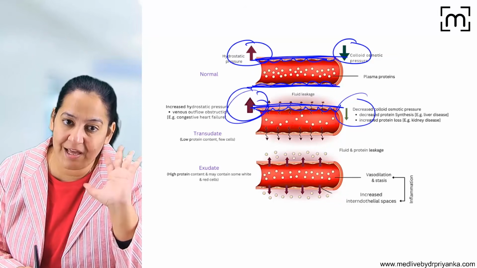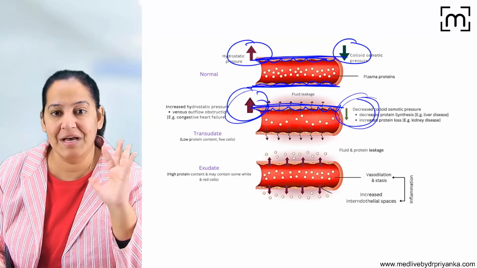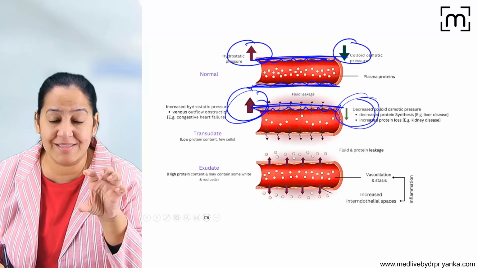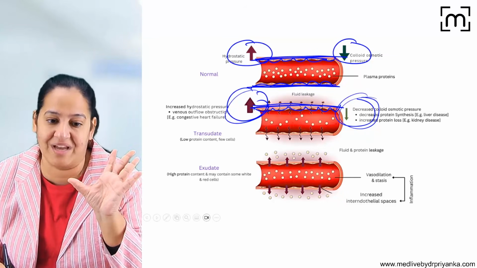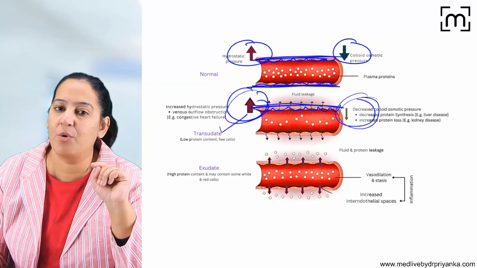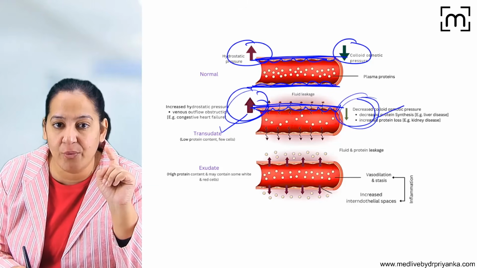You can see, draw this arrow thicker than this. So it means you are giving the impression to the examiner that you know the importance of thickness. I mean here the outward pressure is more, inward is less. That's why you can see the fluid leaks out.